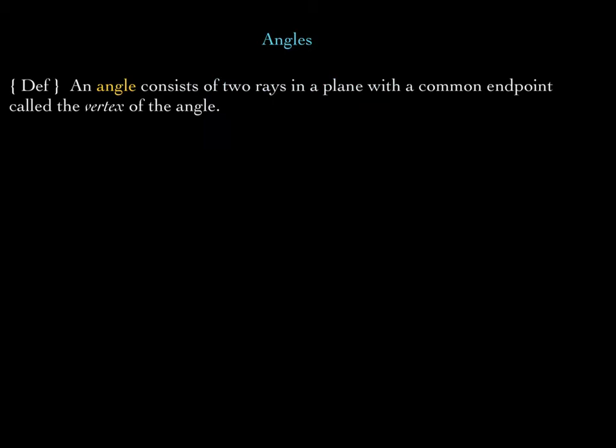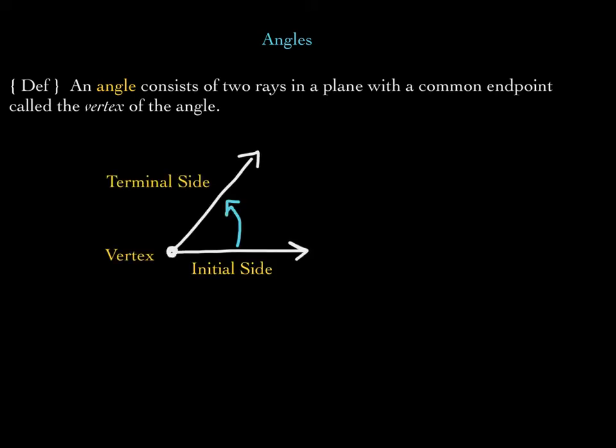In this lesson, we will study angles, and we'll start our lesson with some basic terminology. Let's start with the definition of an angle. An angle consists of two rays in a plane with a common endpoint called the vertex of the angle. Here is an illustration that will coincide with the definition.